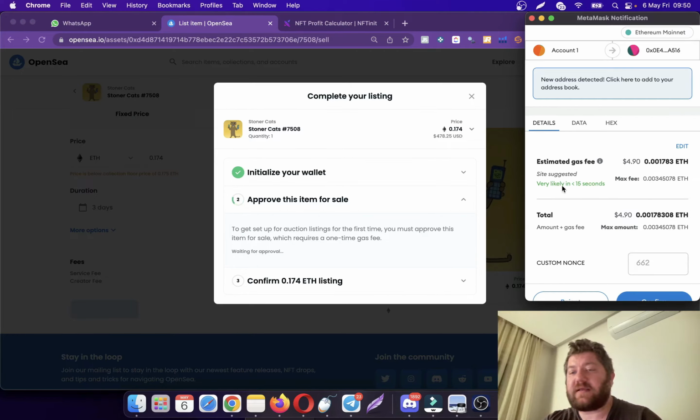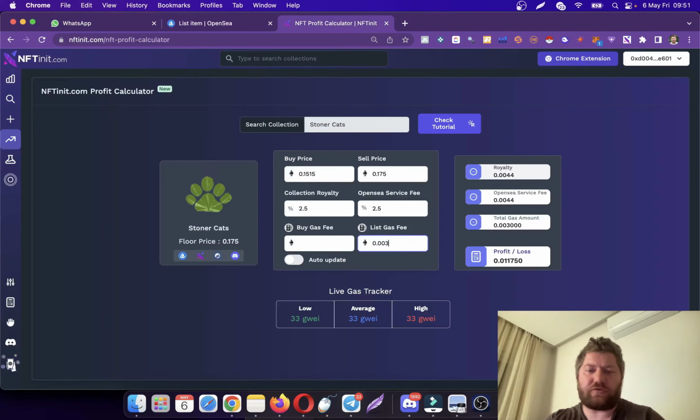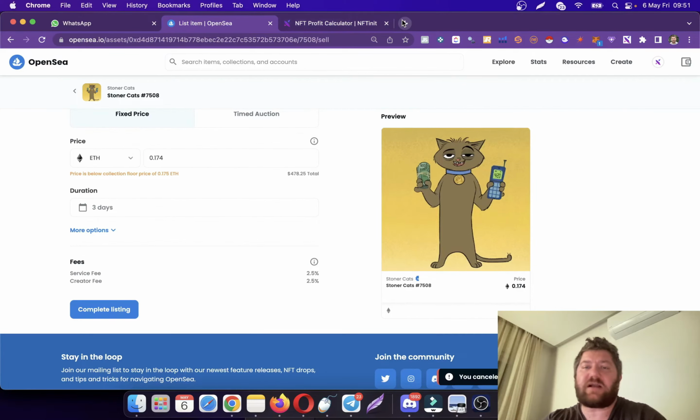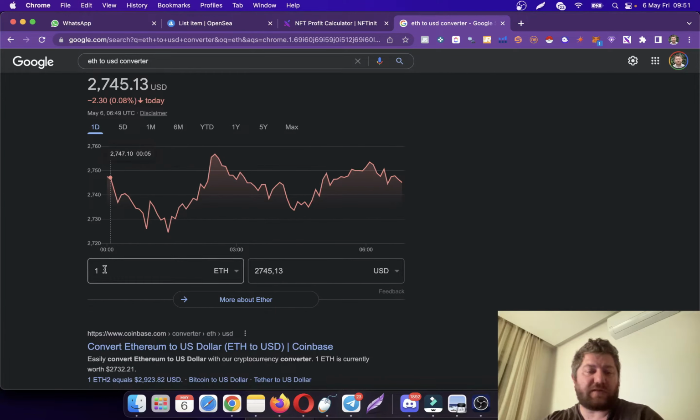So the listing gas fee is, as you see here, 0.0034. So this is the gas fee I'm going to put here. It's actually the max fee, but let's assume it's going to take the max fee. So this is the profit I would be making if it sells. Let's check how much it is in dollars. Ethereum price has gone down, unfortunately, a little bit. So the profit was 0.011, which is 30 bucks. It's not bad. I mean, I didn't carry stones, right?